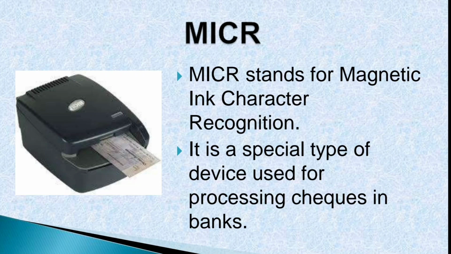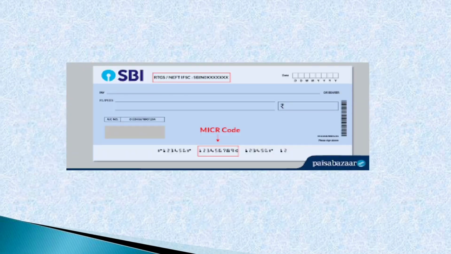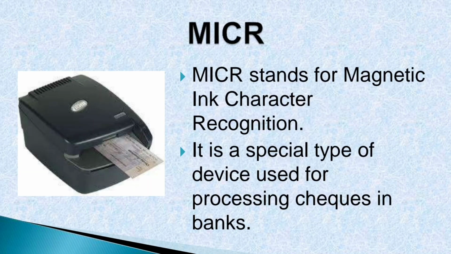Now next technology is MICR. MICR stands for Magnetic Ink Character Recognition. It is a special type of device used for processing checks in banks. It means the number codes at the bottom of the checks are written using a special ink called magnetic ink. MICR are used to read these characters. This technology is also used to print financial forms, credit cards, invoices and rebate coupons.